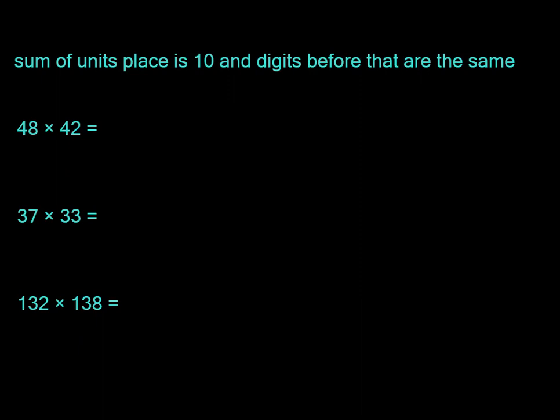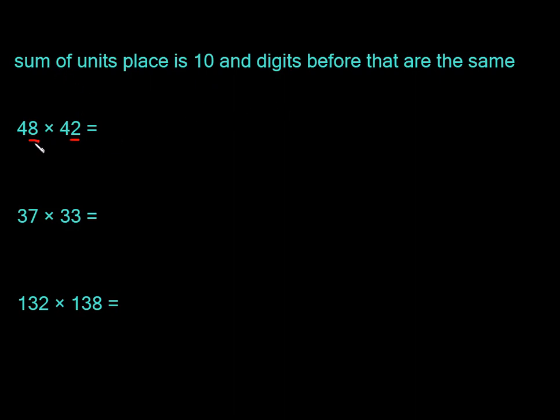Let's go to the next way. Multiplying two numbers where the sum of the units place equals 10 and the digits before that are the same, like 48 times 42. Look at the units here, 8 and 2, and 8 plus 2 equals 10, so we can solve this problem this way.